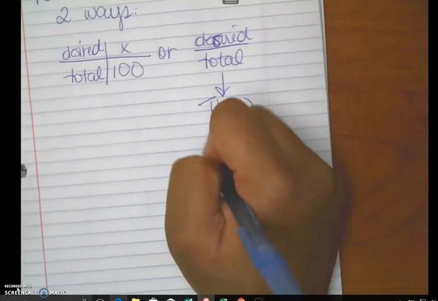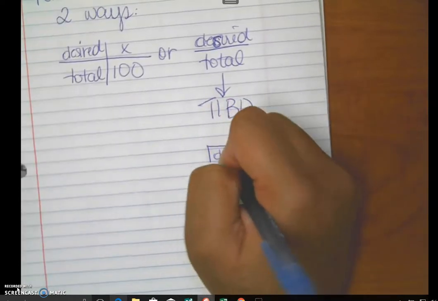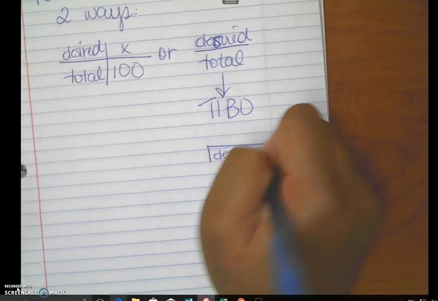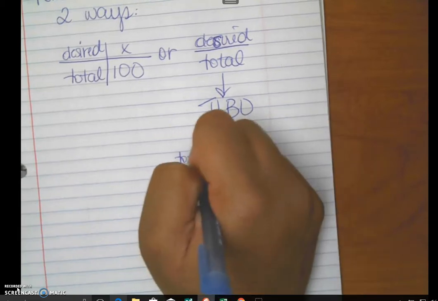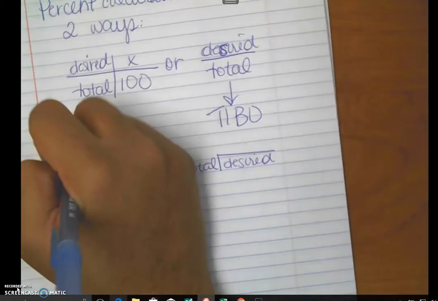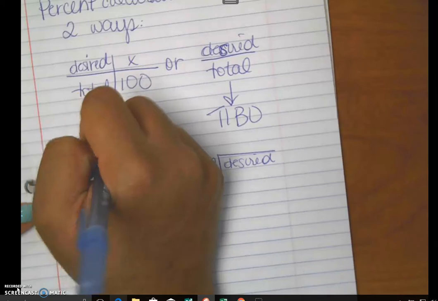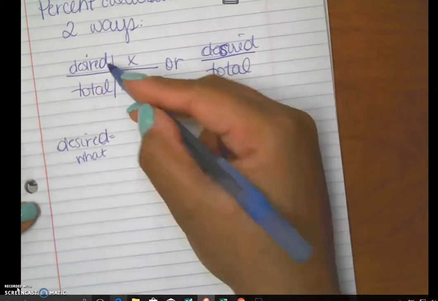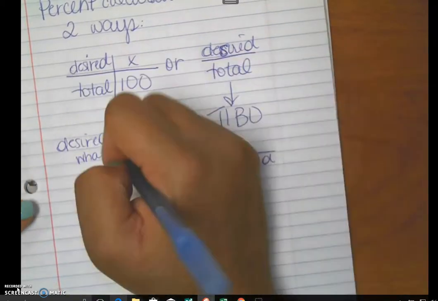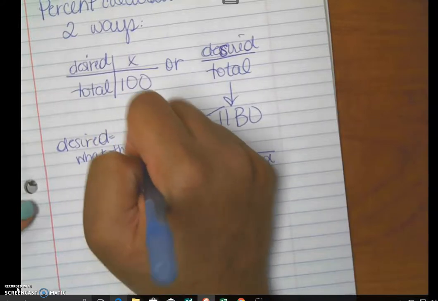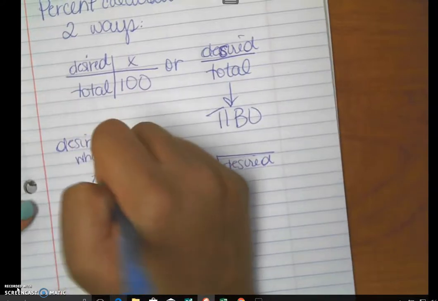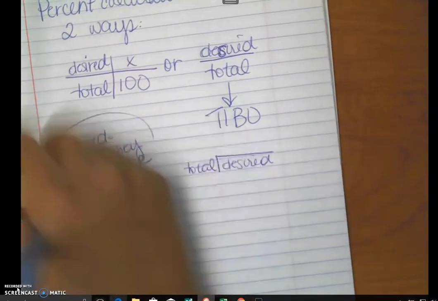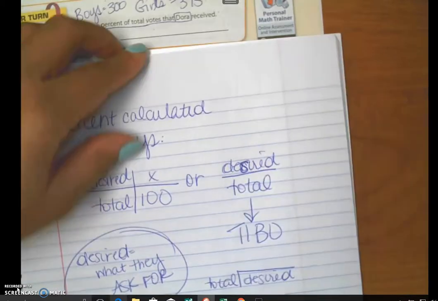So you're going to divide the desired by the total. And desired is what they are asking for. Kind of like in probability. Again, we're making fractions like we did in probability as well. It's what they want. Okay?